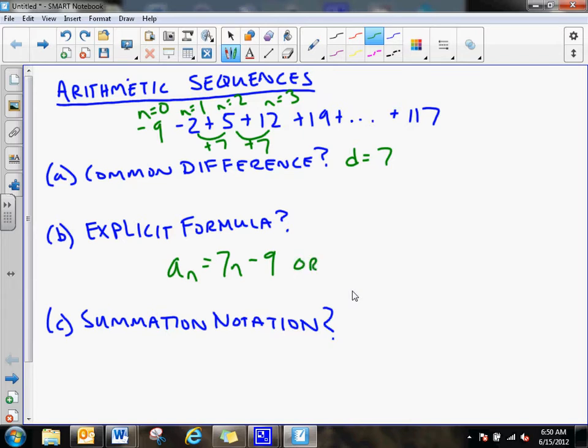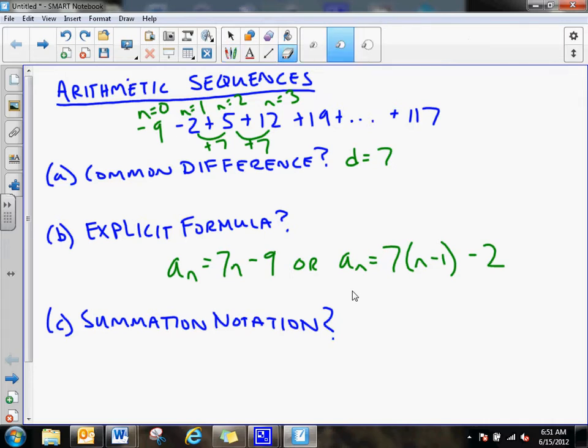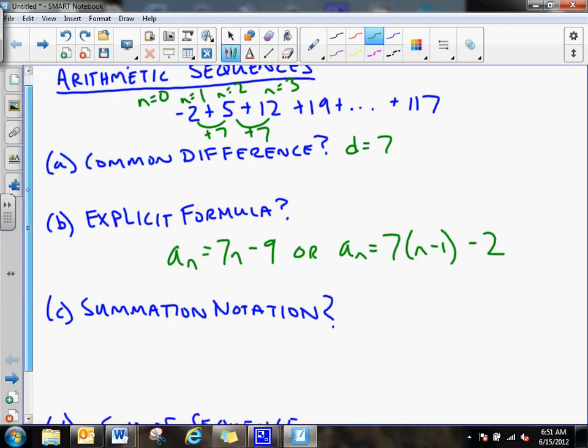Or, if you just want to use the terms that are given to you, we can change this to n minus 1 and use negative 2, the first term that we're given, as our starting point. So those are two forms of the explicit formula that both work.